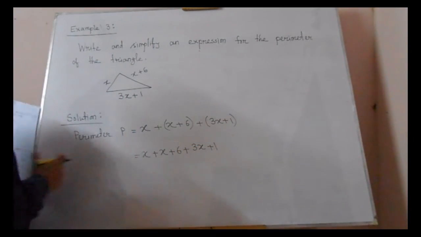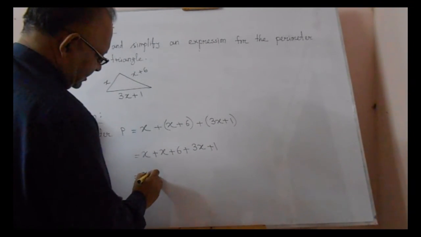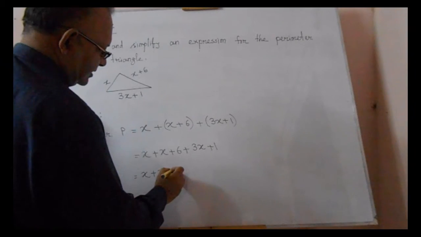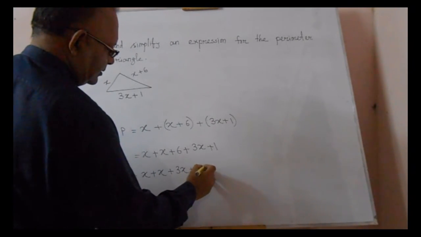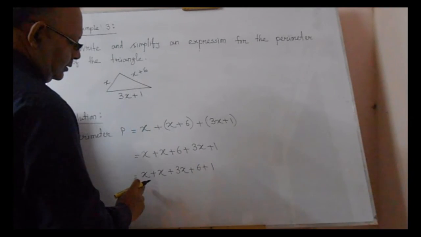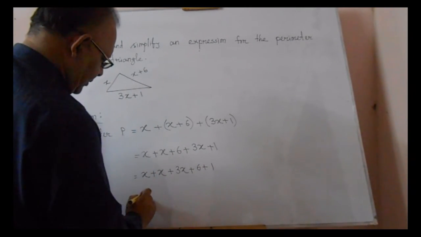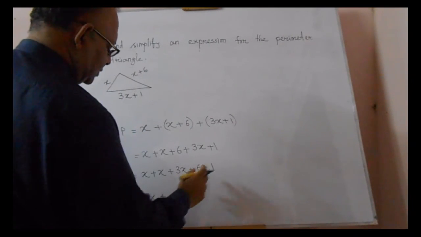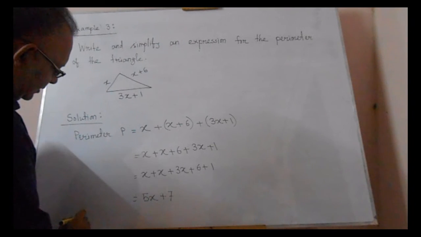Now we'll group the like terms together. So it becomes x plus 3x plus 6 plus 1. So x plus 3x equals 5x. 6 plus 1 equals 7. Answer 5x plus 7.